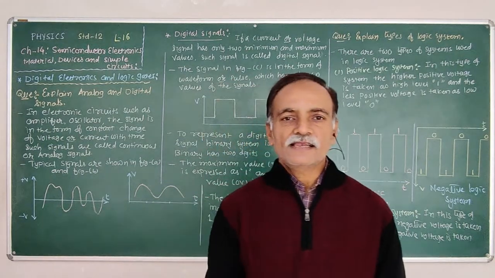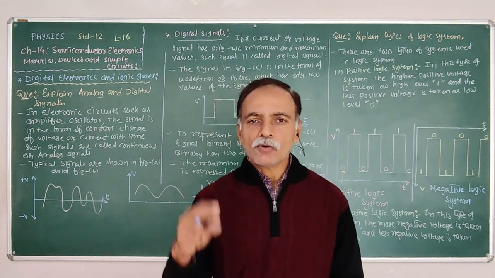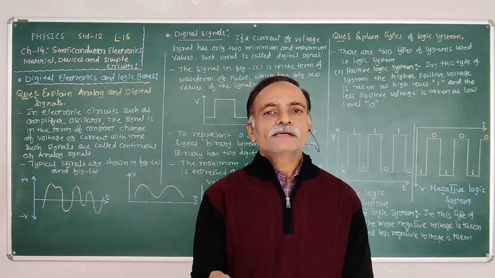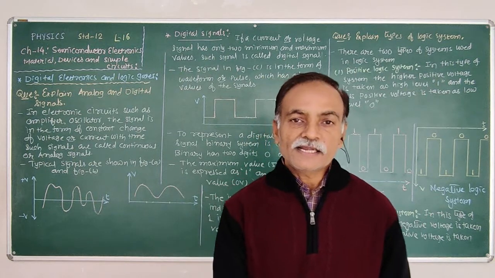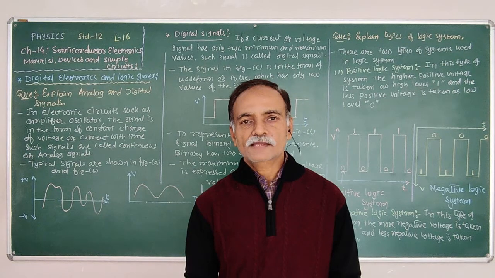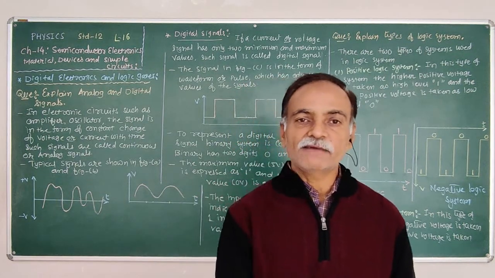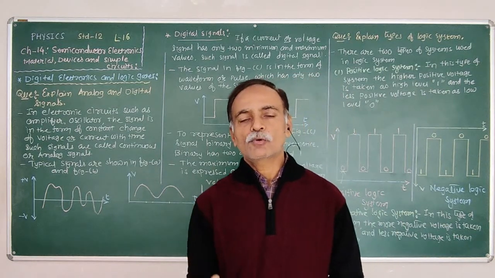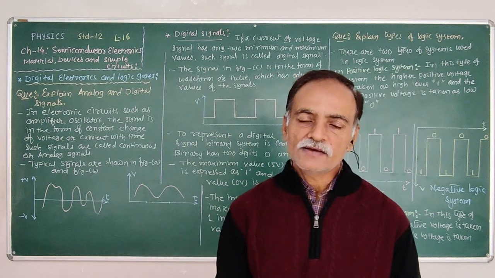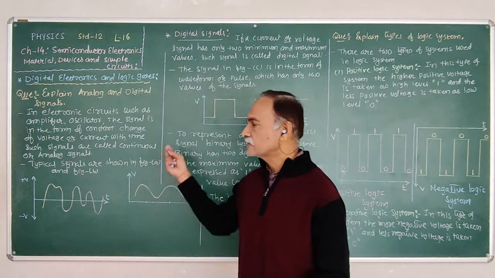While a digital signal has only two values, either maximum or minimum. At no time does this signal contain a value between the maximum and minimum. At any instant of time, the value of the voltage or current is either maximum or minimum. Only two values. This type of signal is known as a digital signal. We are going to discuss the analog and digital signal in detail this way.